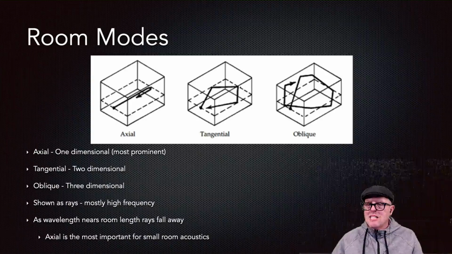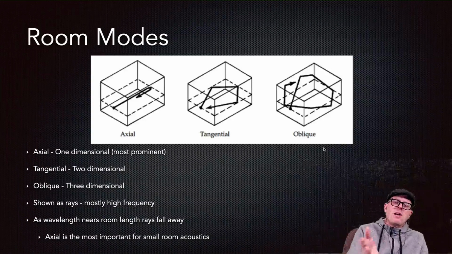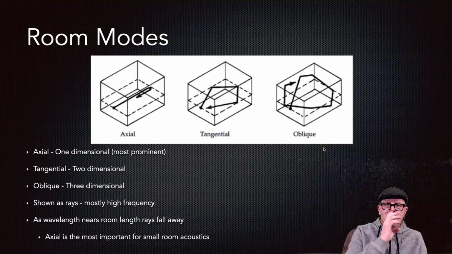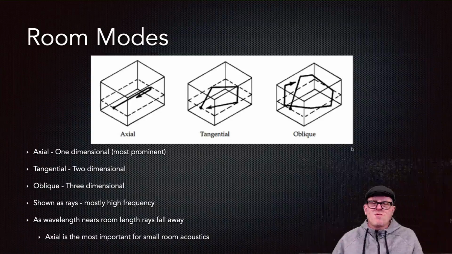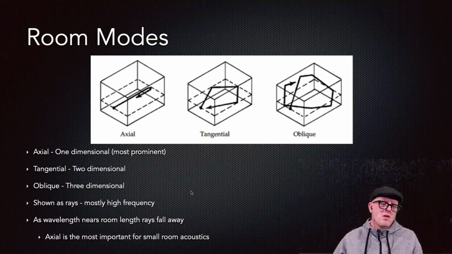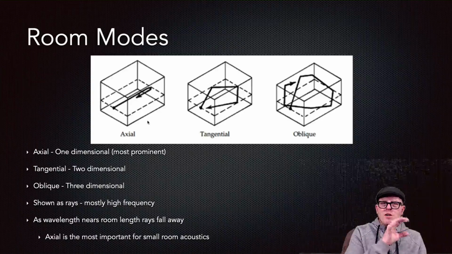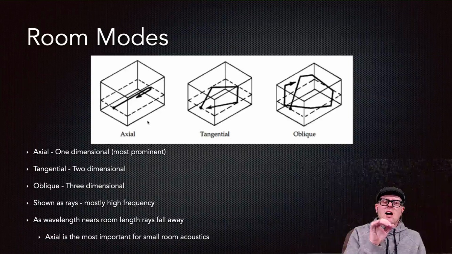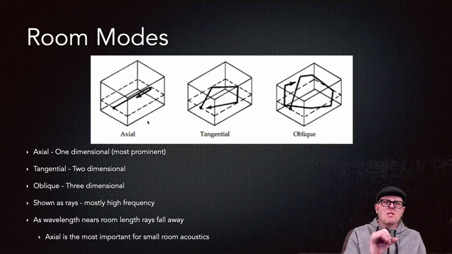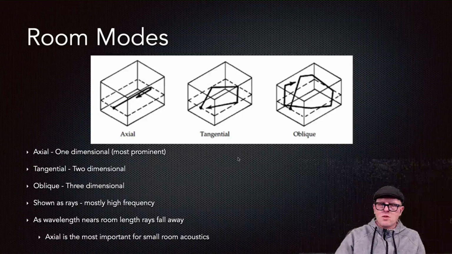These other ones, they exist, but they're not really that important. It shows up in our plots here in just a second, but with the exception of certain cases, this is not really that important. As wavelength nears the room length, they fall away. In other words, as the modes get higher and the wavelength gets smaller, they basically fall away. So axial is the most important for small room acoustics.